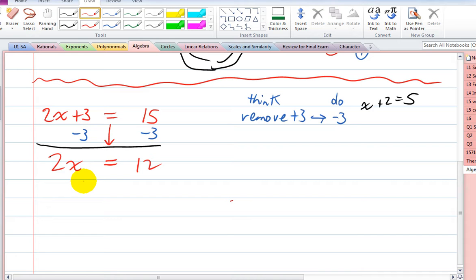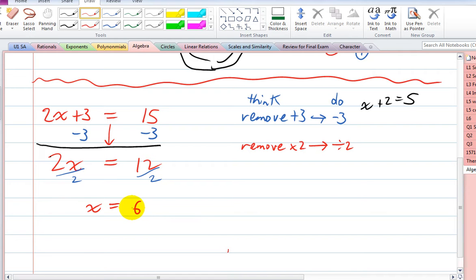Now we have 2 times x. What's the opposite of times? Good. So you want to remove the times 2, so we divide by 2. With algebra, you don't use your division sign anymore. We show our division as a fraction. So divide by 2, divide by 2. Why did I do that to both sides? To balance it, to keep it equal. If you just change one side, you wreck it. And so then we get x equals 12 divided by 2, 6. Again, your equal sign should line up.